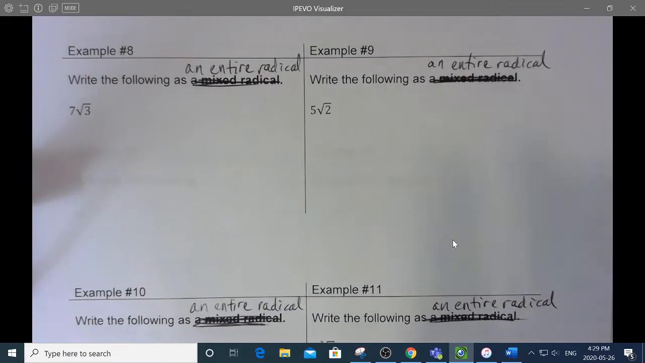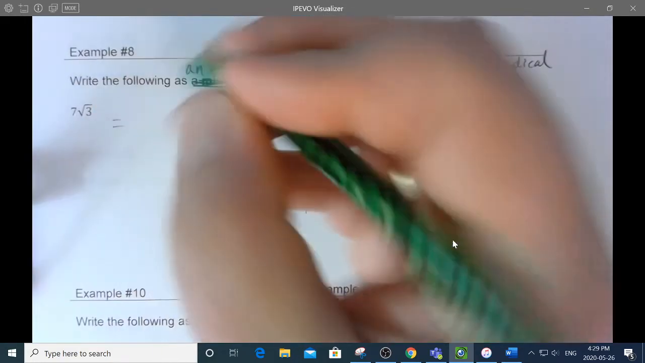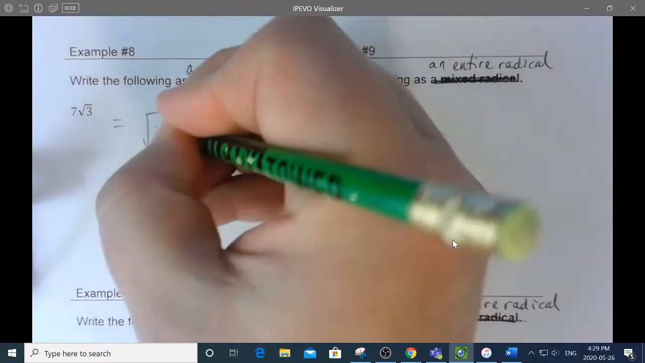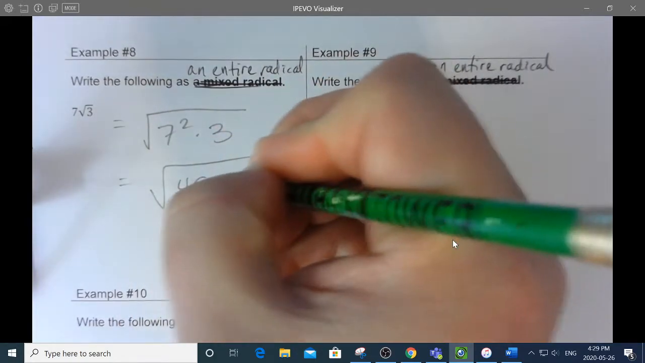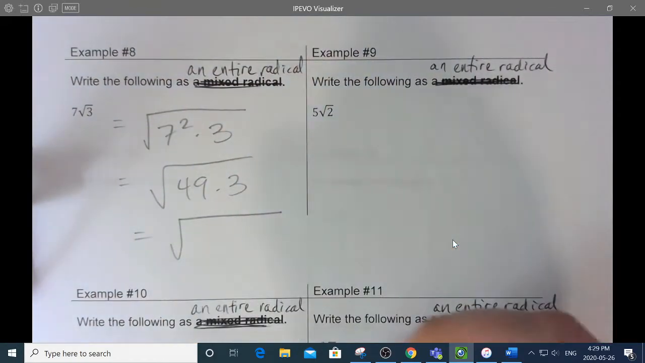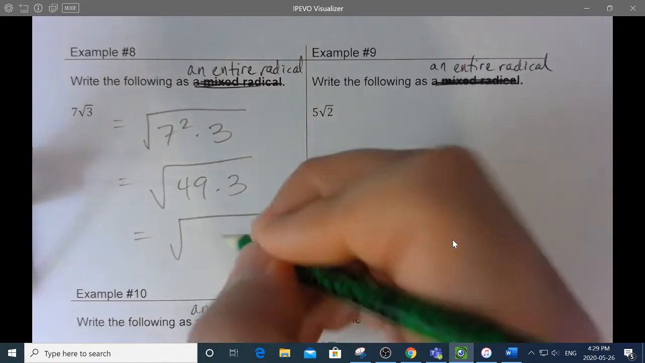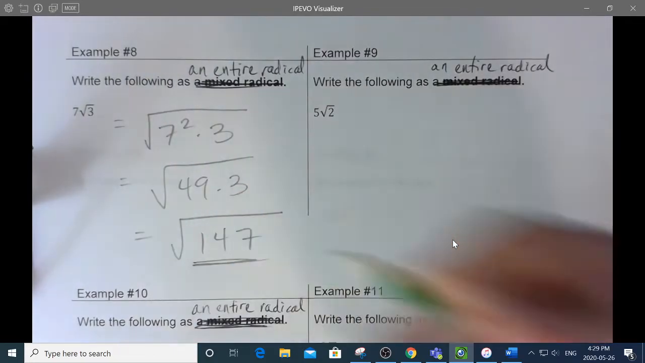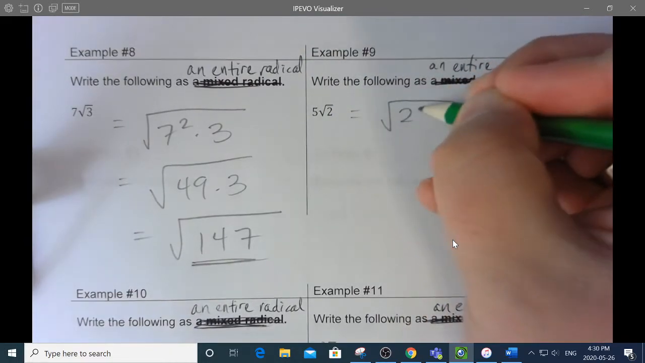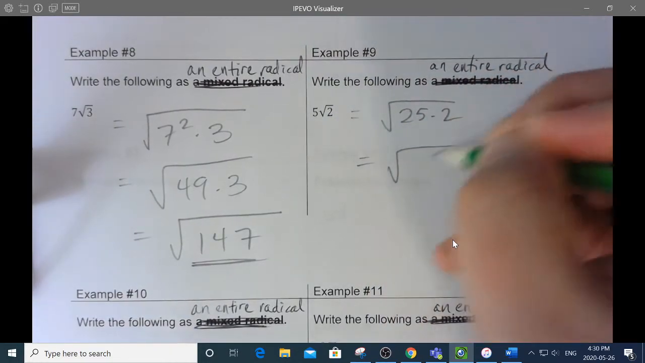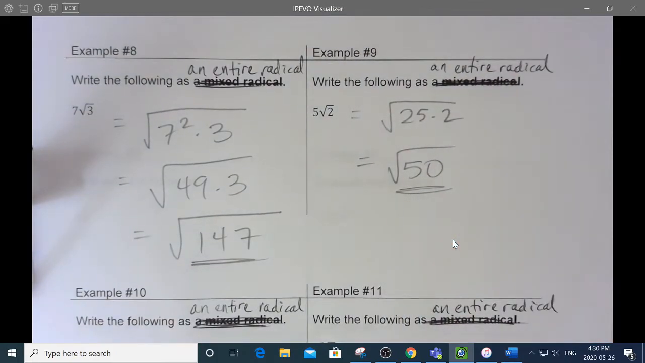If what I just did made total sense to you, pause the video and try those two on your own. Did you try them? Did you get that this is the square root of 7 squared times 3, which is 49 times 3, which is, I have to think about that, 50 times 3 is 150, it's 3 less, that's 147. And 5 root 2 would be 25 times 2 in the radical, which is the square root of 50. Okay, cool.